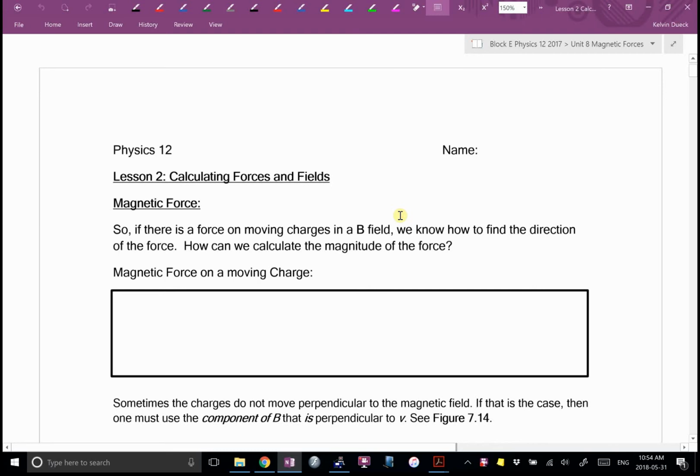So hopefully by now I've convinced you that a charge that moves through a magnetic field feels a force. It gets deflected. I showed you a video of a wire jumping.